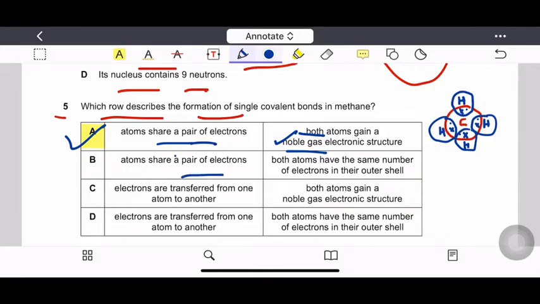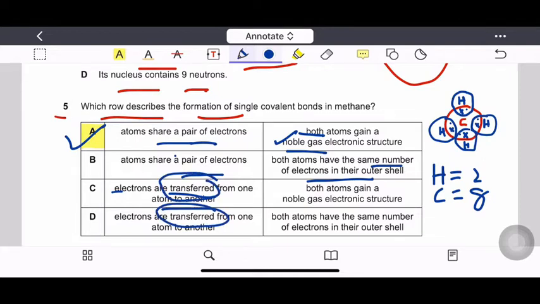Atoms share a pair of electrons. Both atoms have the same number of electrons in their outer shell. This is wrong because as you see, hydrogen has 2 electrons in the outer shell, but carbon is having 8 electrons in the outer shell. Electrons are transferred. This word is used for ionic compounds, from one atom to another. This is all about ionic bonding. This is also about ionic bonding. So option A is correct.